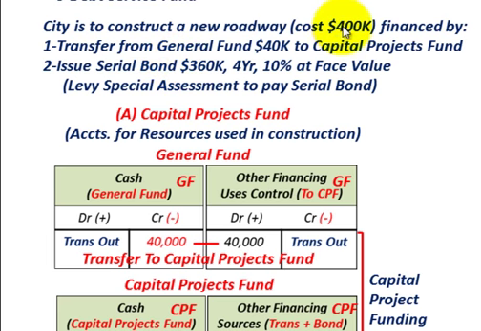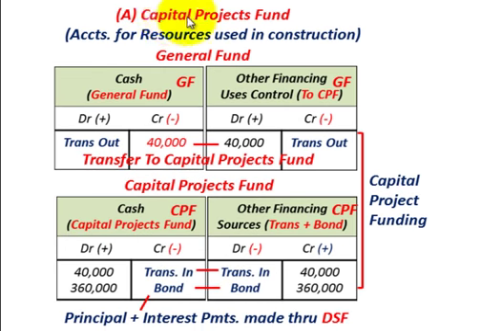So total cost is estimated to be $400,000. They're going to finance $40,000 of the $400,000 by a transfer from the general fund to the Capital Projects Fund, and then the remaining $360,000 is going to be by issuing a serial bond. Okay, so this is what we have to do for our recordings.